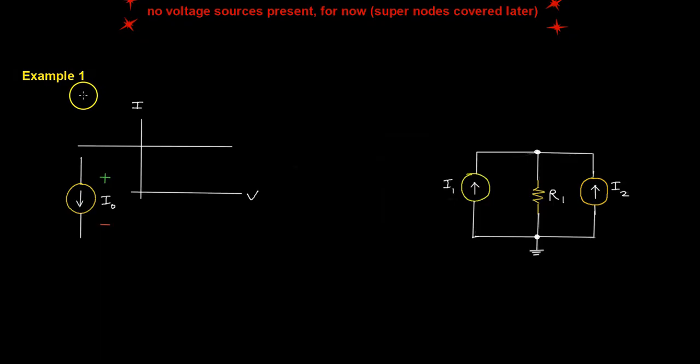You can get current sources and voltage sources that are very close to ideal, but usually don't get a very flat response like that. And so having reviewed this, let's go ahead and look at the first example.